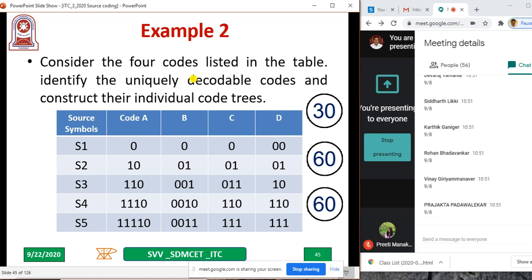Take 5 columns and 6 rows. First column: source symbols S1, S2, S3, S4, S5. Code A, second column: 0, 10, 110, 1110, 11110. I repeat: 0, 10, 110, 1110, 11110.